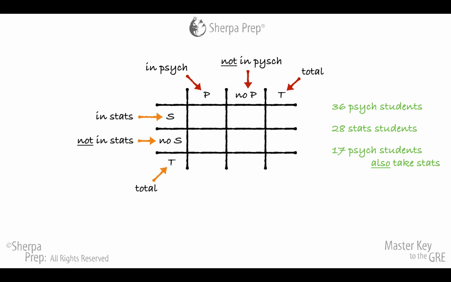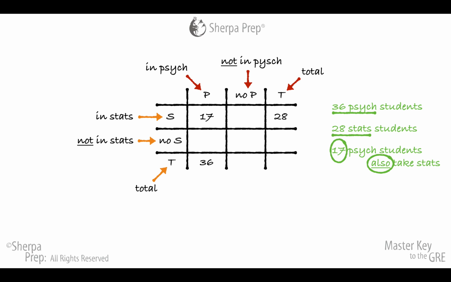Once you have your grid laid out like this, all you need to do is plug the information you're given into the appropriate slots. For example, 36 students in total are in psychology, so we can put a 36 right here. And 28 students in total are in the stats class, so we can put a 28 right here. Finally, we're told that of the students in the psych class, 17 are also in the stats class. That means 17 of these students are in both classes at once, which means we can put a 17 right here.